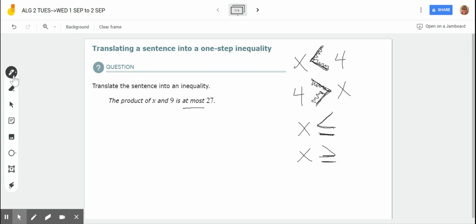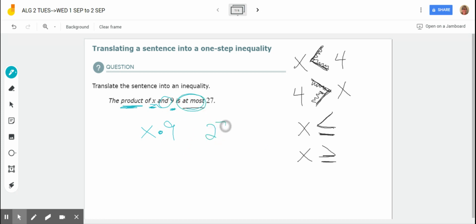Okay, so let's start. It says the product, meaning multiplication. Remember I said when you see these words, look for the word and. This piece is on the one side of the multiplication, that's on the other. Is at most. This at most is the inequality.